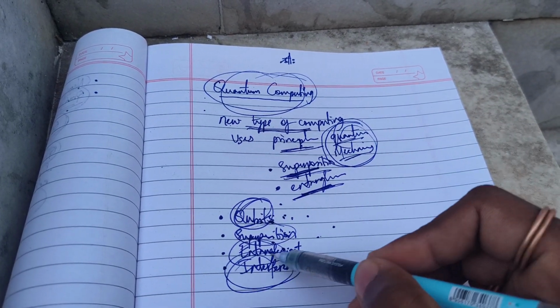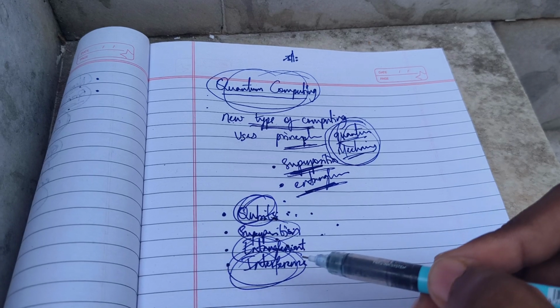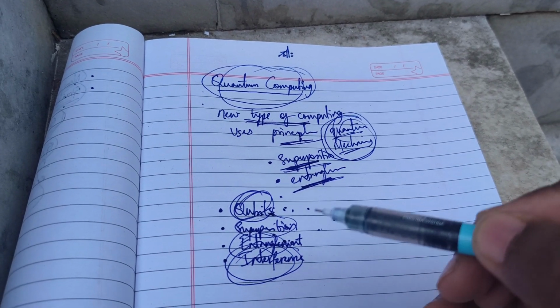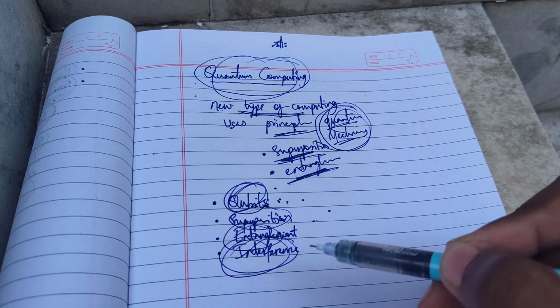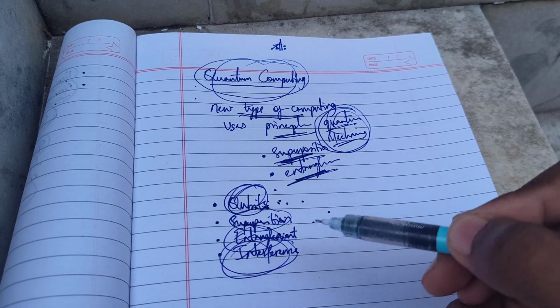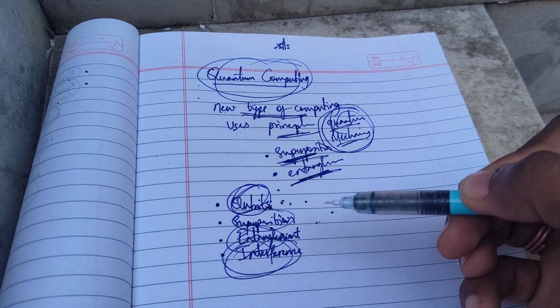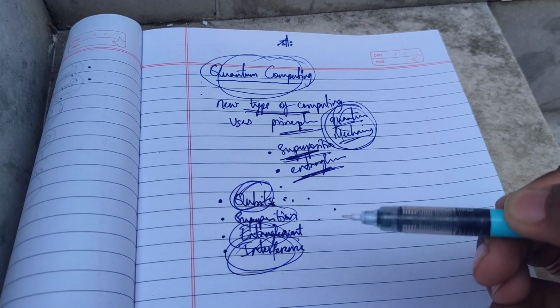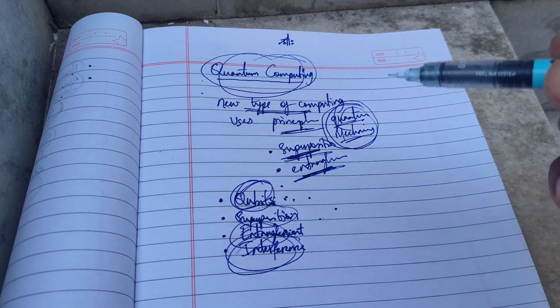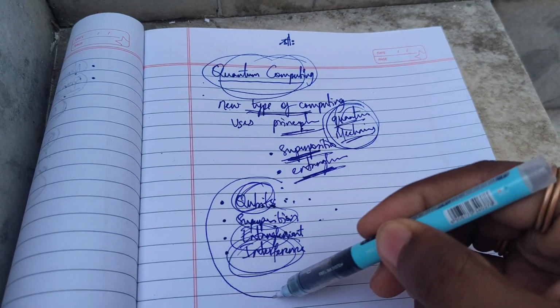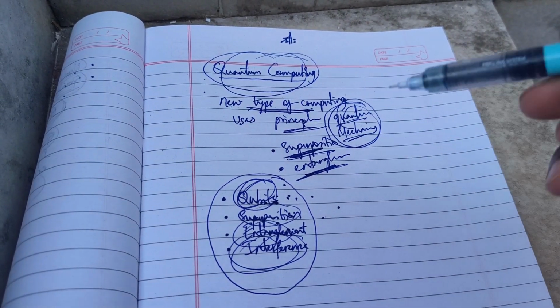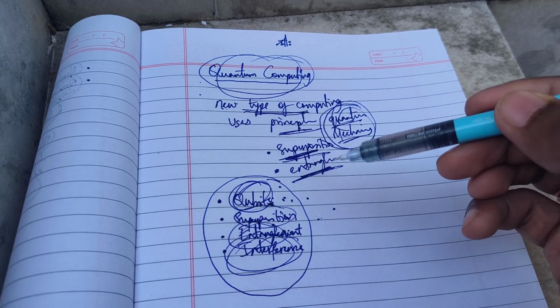Now coming to the fourth principle, that is interference. This is the most important one. Basically, quantum algorithms use interference to amplify correct answers and reduce the wrong ones. Hence, these are the four main pillars you should remember while studying quantum computing.